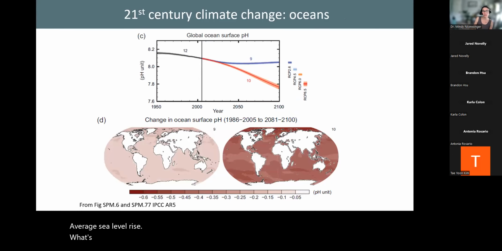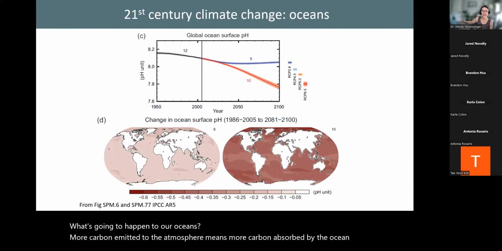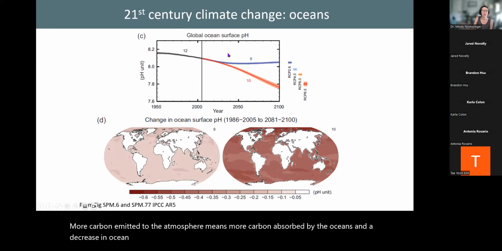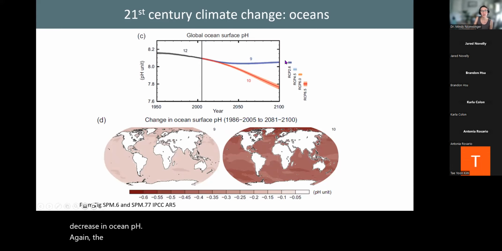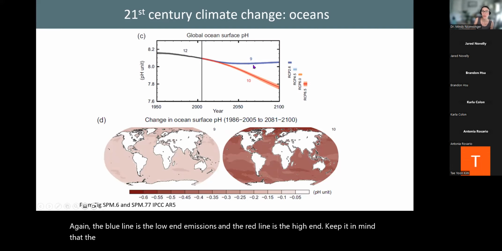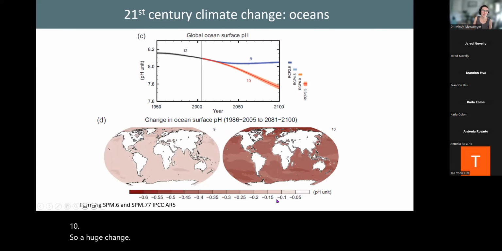What's going to happen to our oceans? Well, more carbon emitted to the atmosphere means more carbon absorbed by the oceans and a decrease in ocean pH. Again, the blue line is the low end emissions and the red line is the high end. Keep in mind that the pH scale is a logarithmic scale, so every change is actually multiplied by a factor of 10. So a huge change, our models, pretty much all of the oceans become more acidic.